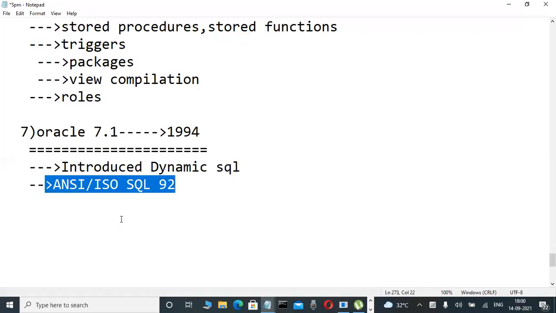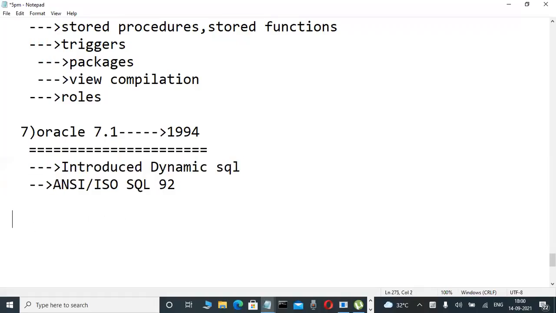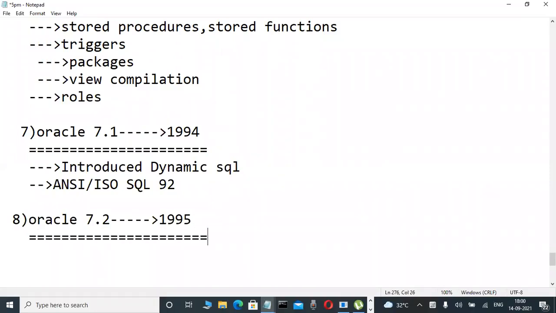Those things you don't really have an idea about. Okay, fine, just note it down. Next version, write it fast. Oracle 7.2. The next version is the Oracle 7.2 version. When was this version released? In 1995. In 1995 only, they released this version.